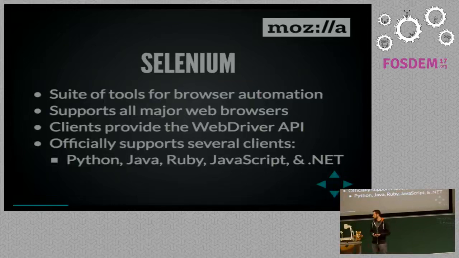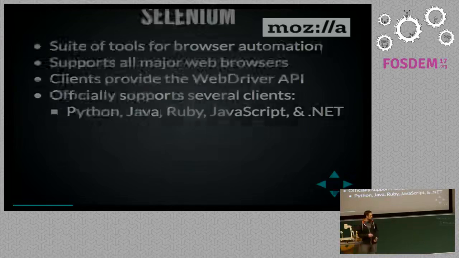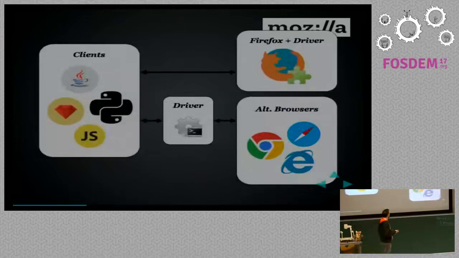There are multiple clients, each of them provide a WebDriver API. So the official clients are Python, Java, Ruby, JavaScript, and .NET. There are also a few unofficial client bindings, such as there's a number of PHP bindings, Perl as well, and others.